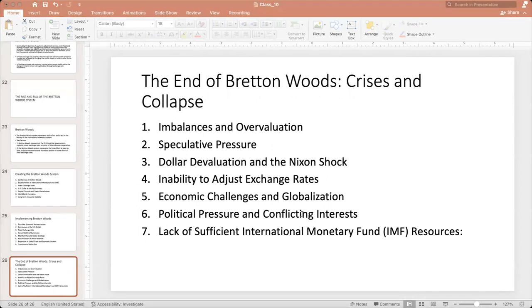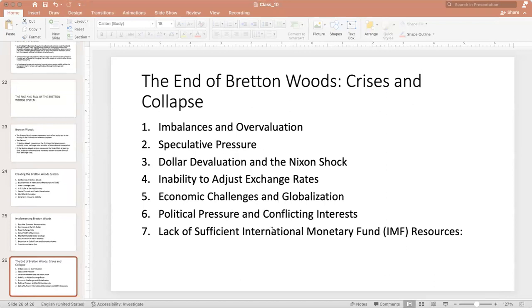And these are the most important features for the end of the Bretton Woods. For me, however, you have to read the chapter and understand the evolution. So the Bretton Woods system collapsed primarily due to a combination of economic and political factors.